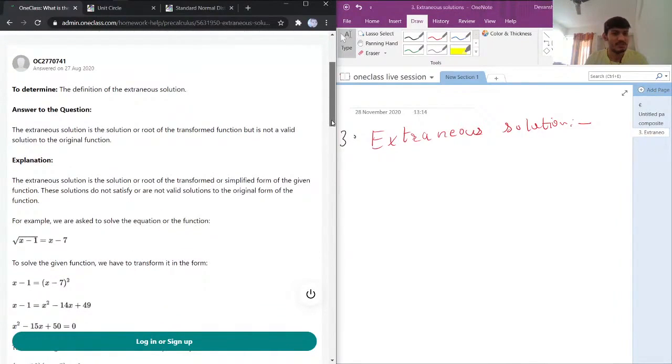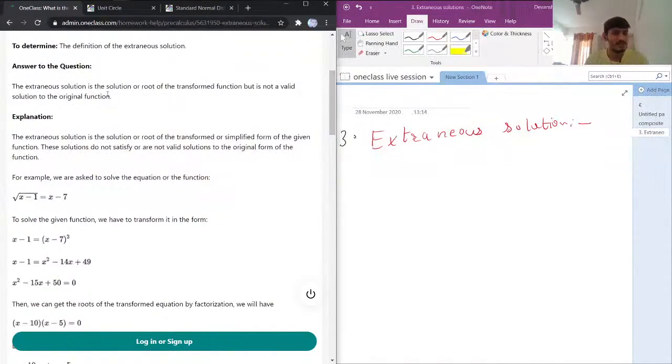So the definition of the extraneous solution. I have also written the definition. An extraneous solution is a root of a transformed equation that is not a root of the original equation because it was excluded from the domain of the original equation. The extraneous solution is the solution or root of the transformed or simplified form of the given function. These solutions do not satisfy, or are not valid solutions to, the original form of the function.